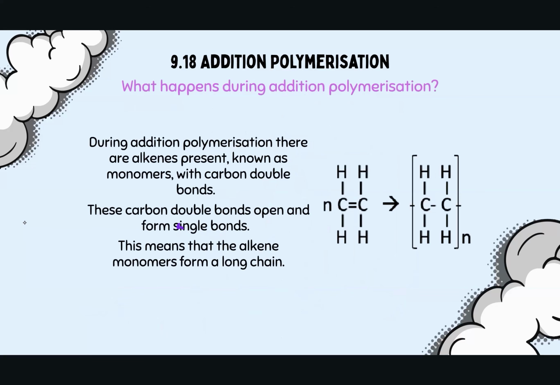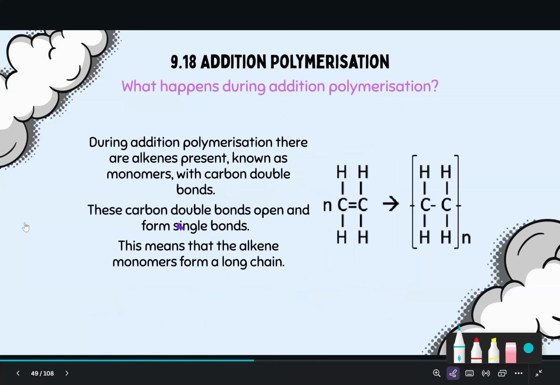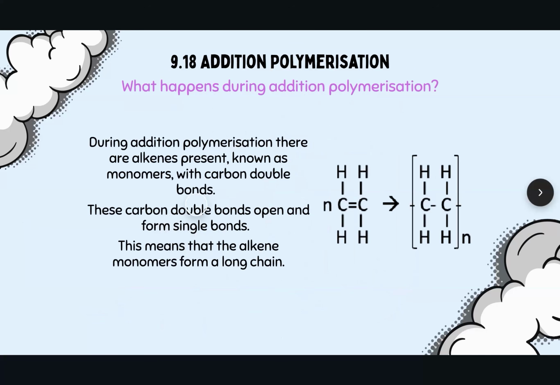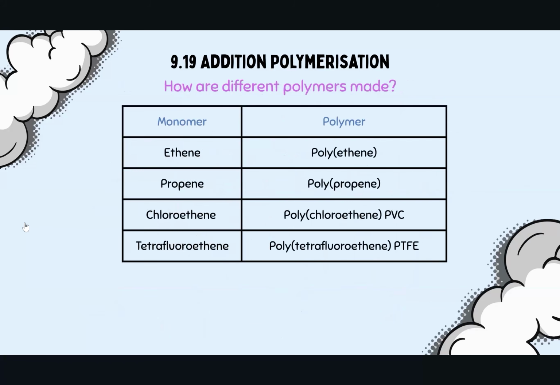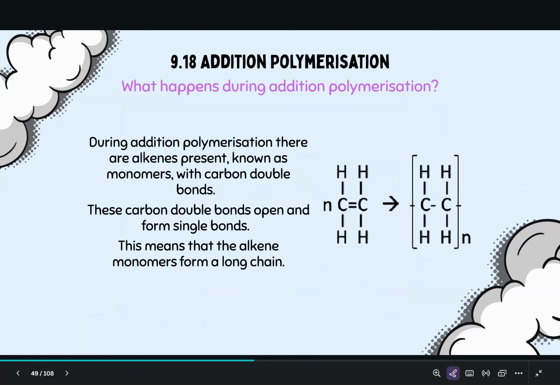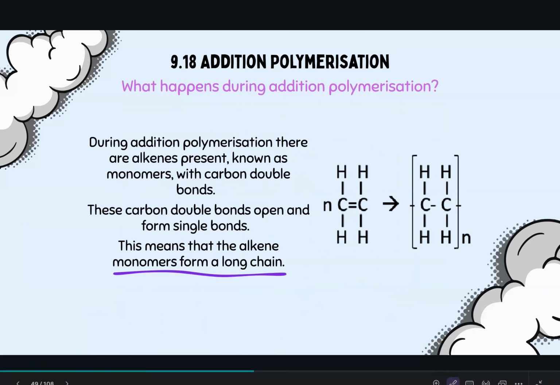So in addition polymerization, what happens is there are alkenes present, known as monomers, with carbon double bonds. These carbon double bonds open to form single bonds. This means that alkene monomers form long chains, and it makes long chains of alkanes.